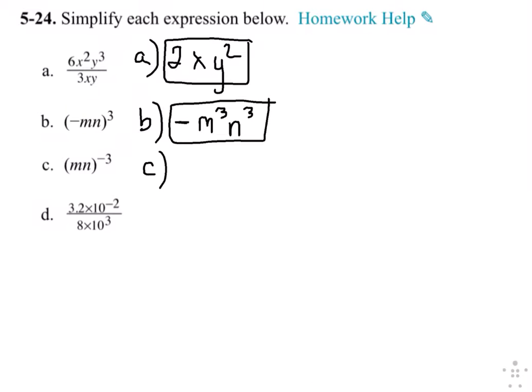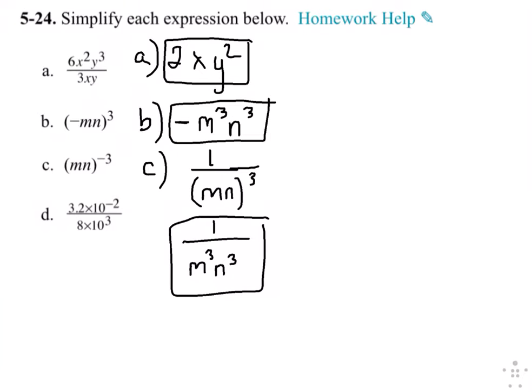All right. So C, mn to the negative third is the same as 1 over mn to the positive third, right? But this isn't simplified because we have to distribute that power in. So it's 1 over m to the third, n to the third for C.